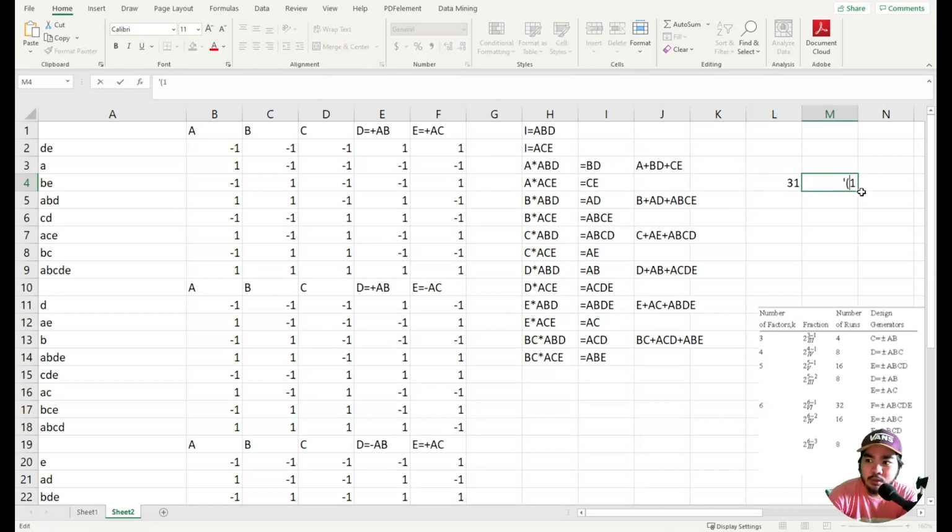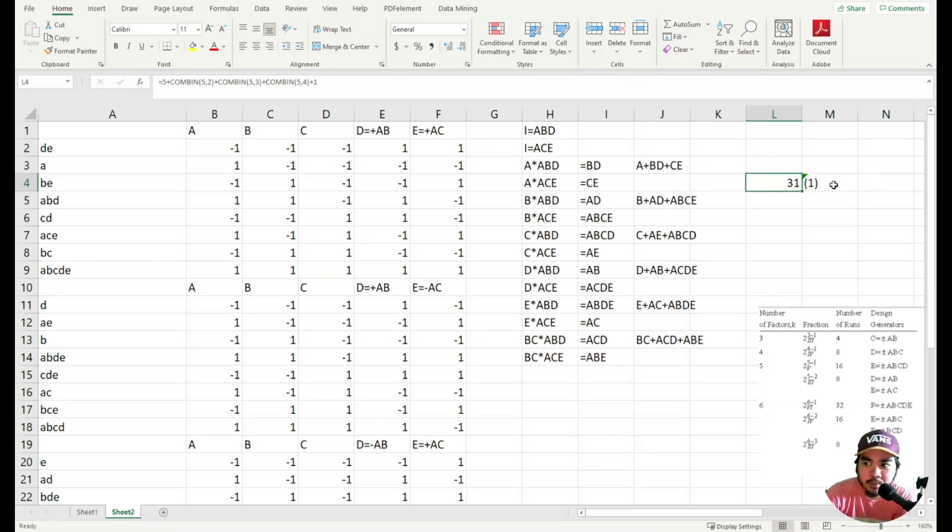naka-low setting lahat. So that's 31 plus 1 which gives us 32. 32 lahat yung treatment combinations. So we need 31. Ang meron na tayo is 1, this is 1, 2, 3, 4, 5, 6, 7, 8, 9. This is 10, 11, 12, 15. May 15 na tayo plus ito 16, 17, 18. May 18 na tayo. 18.